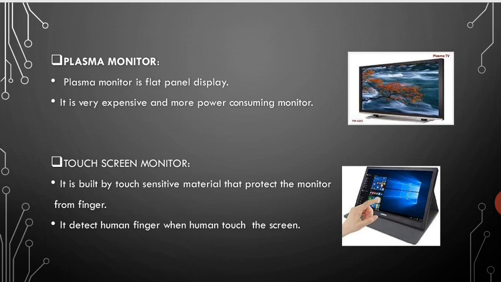Our next monitor is the touch screen monitor. A touch screen monitor is built with touch sensitive material that protects the monitor from the finger. When we touch it, it does not produce any type of harm to the human as well as the computer system, because it is made of touch sensitive material, and it also detects the human finger when a human touches the screen. When we touch any folder, the computer detects which folder we want to open, and then the computer displays the result of that folder.